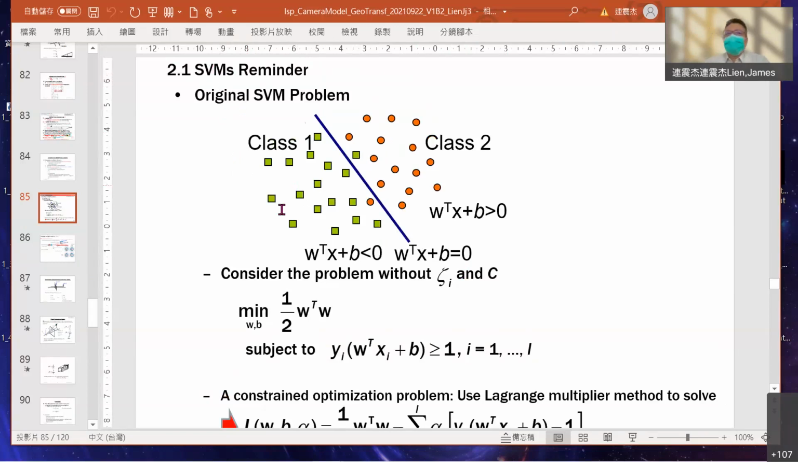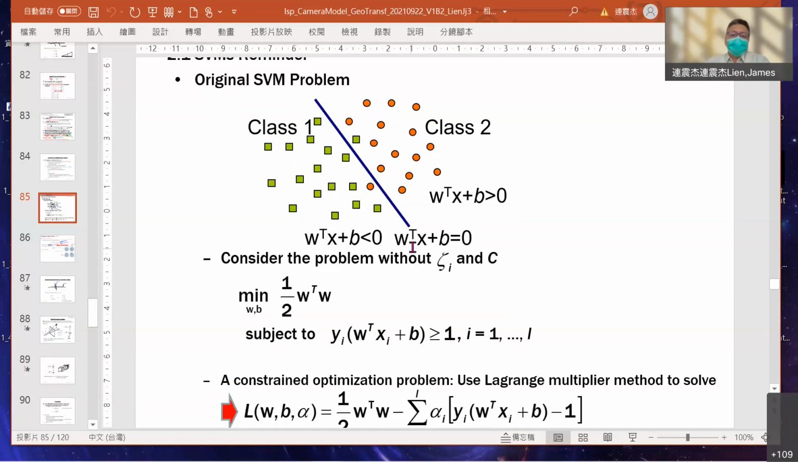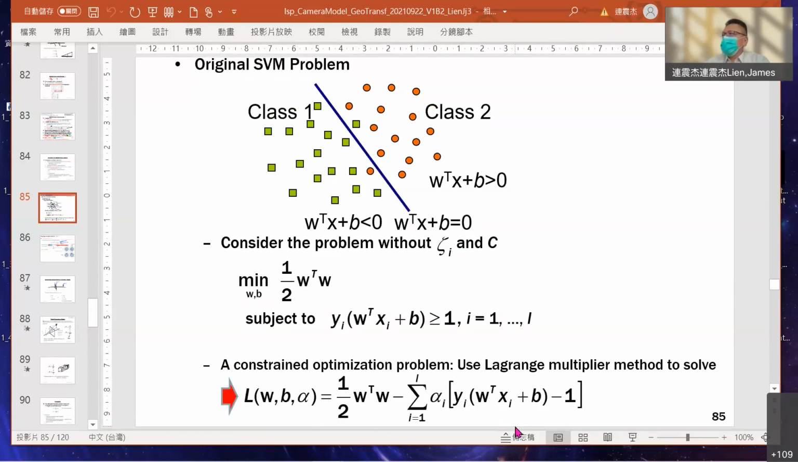This equation probably is from SVM. SVM is a good method. Why is it a good method? Because it has this kind of equation. SVM is very good, but it's machine learning. And it has this equation.